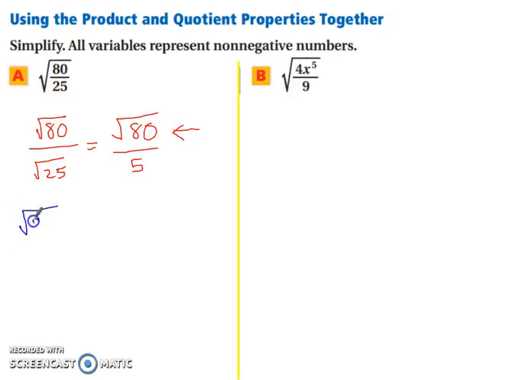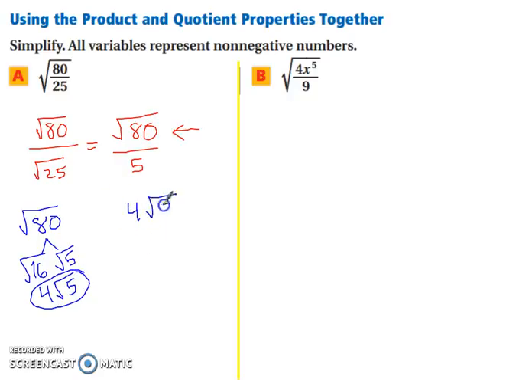So let's look at the square root of 80. We can split 80 into 16 and 5. The square root of 16 is 4, and we can't do anything with the square root of 5. So we just simplified our numerator. We're going to put that right back, so we have 4 square roots of 5 on top, and then we're going to stick that back on the bottom because we already simplified that. And there's your end result.